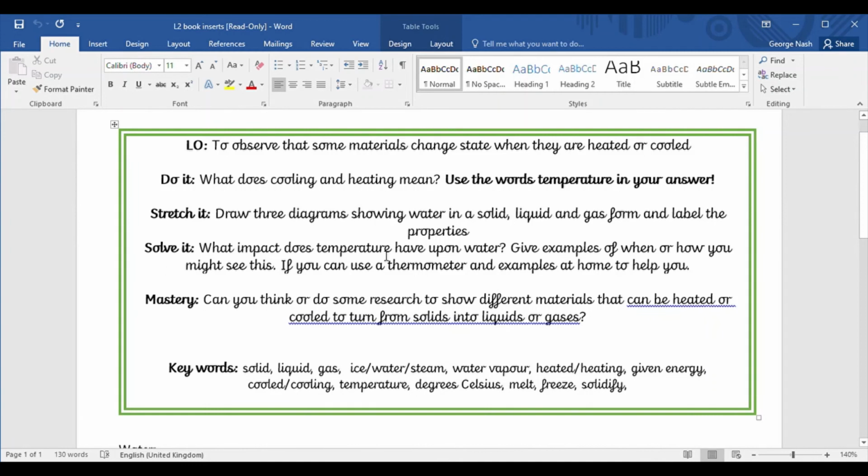And then mastery is more of an extension question here. If you've got time, can you think or do some research to show different materials, or I should really have said different states of matter there, so I've made a bit of a mistake, that can be heated or cooled to turn from solids into liquids or gases? I already showed you that when you melt chocolate, it goes from a solid state into a liquid state. I want you to do some research. See if there are any other good examples of any objects or things that when heated or cooled will turn into a different state of matter.